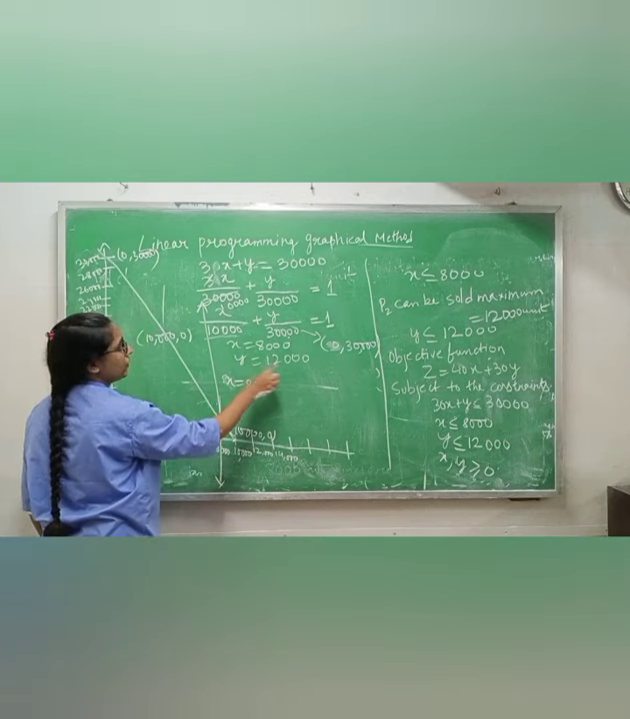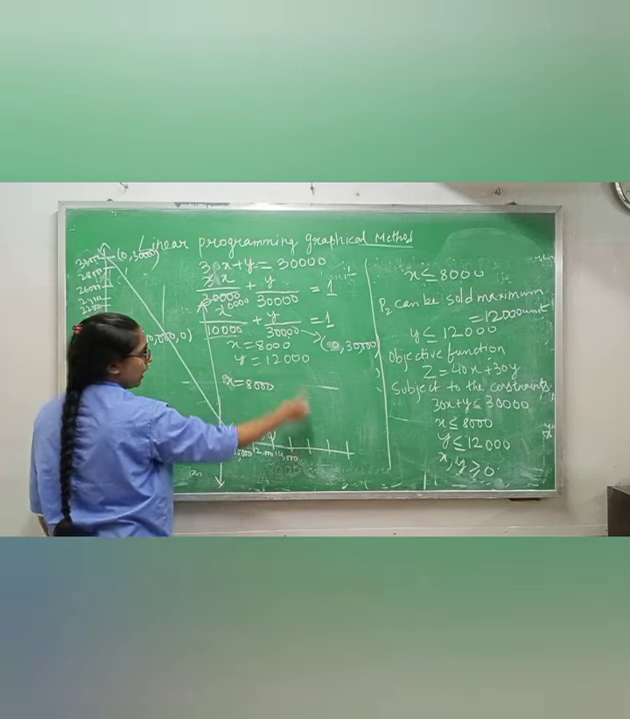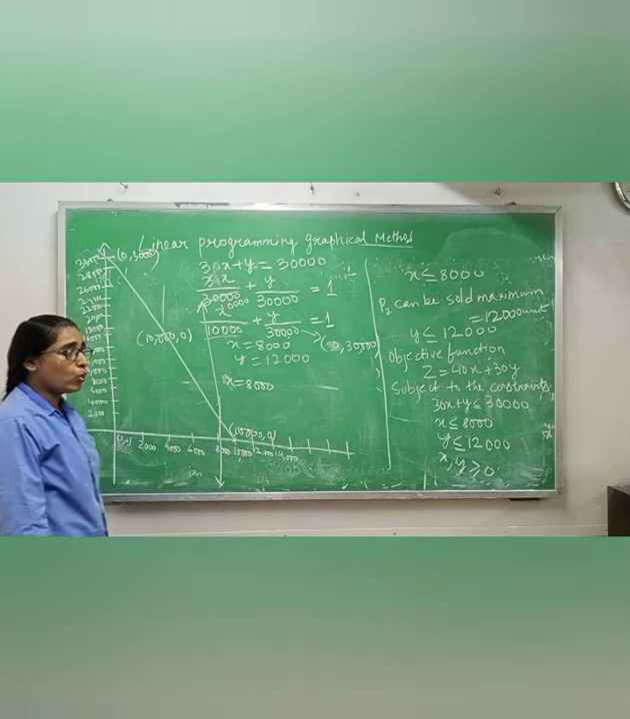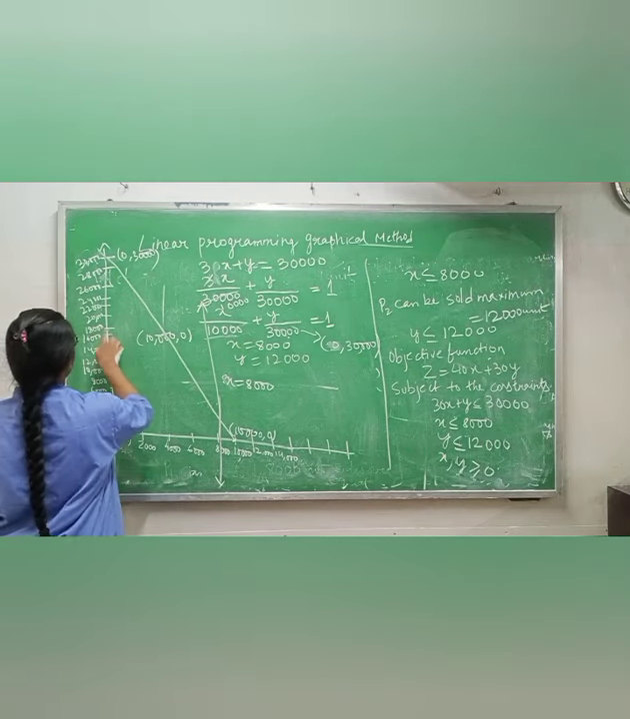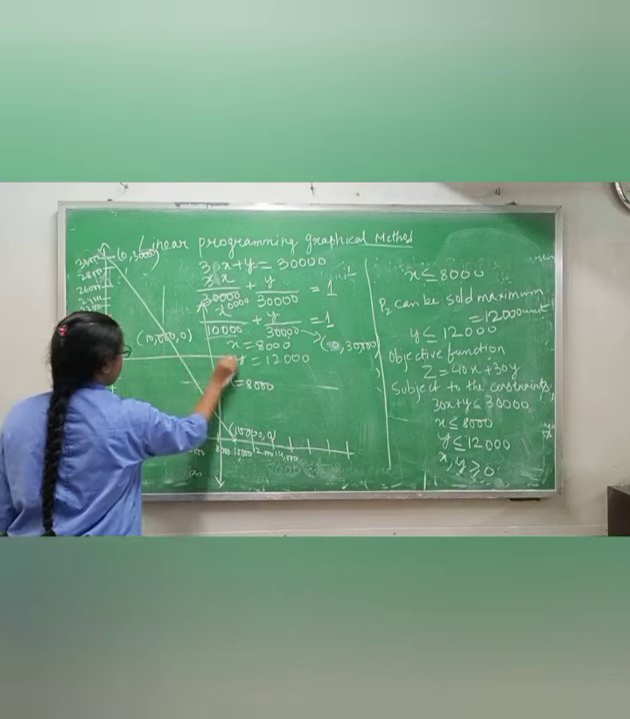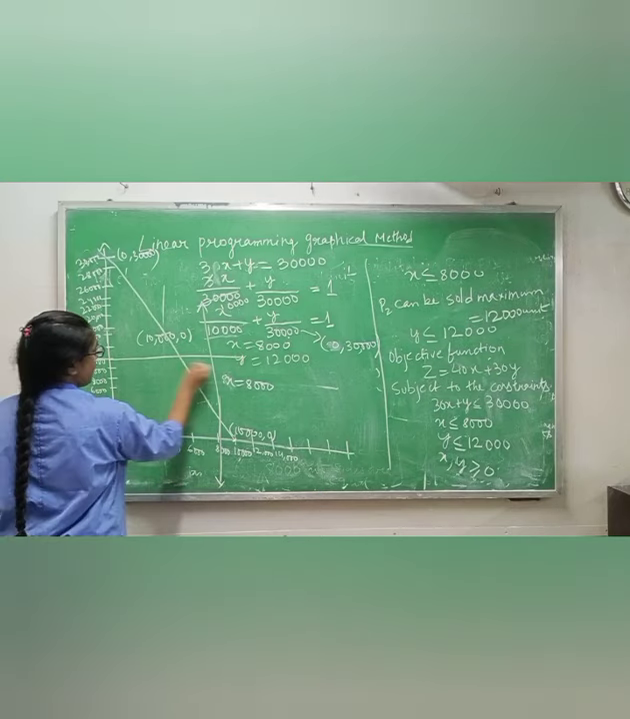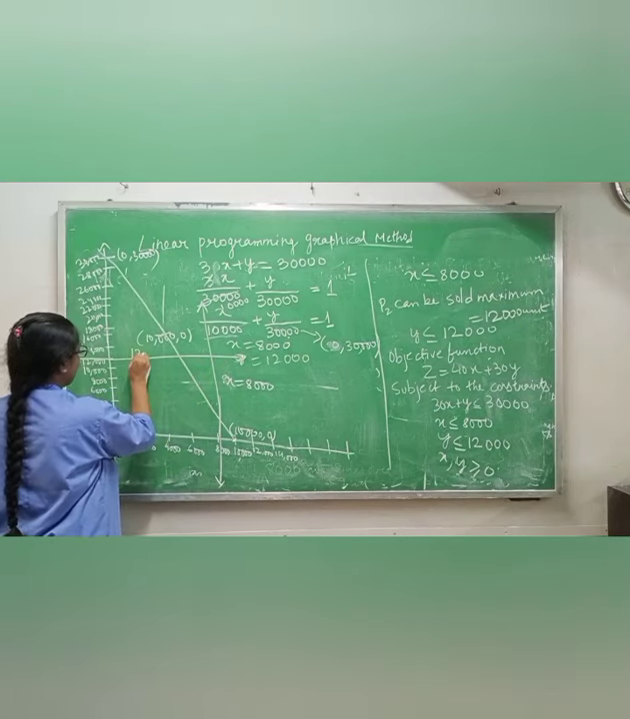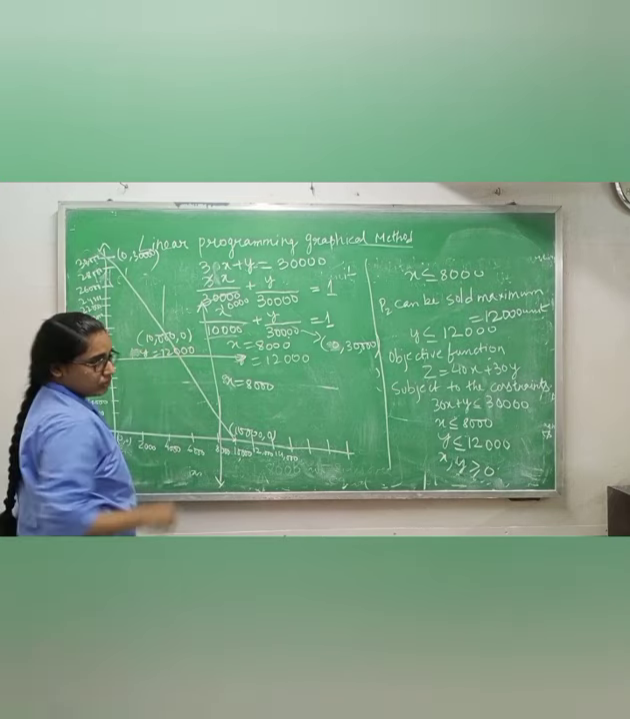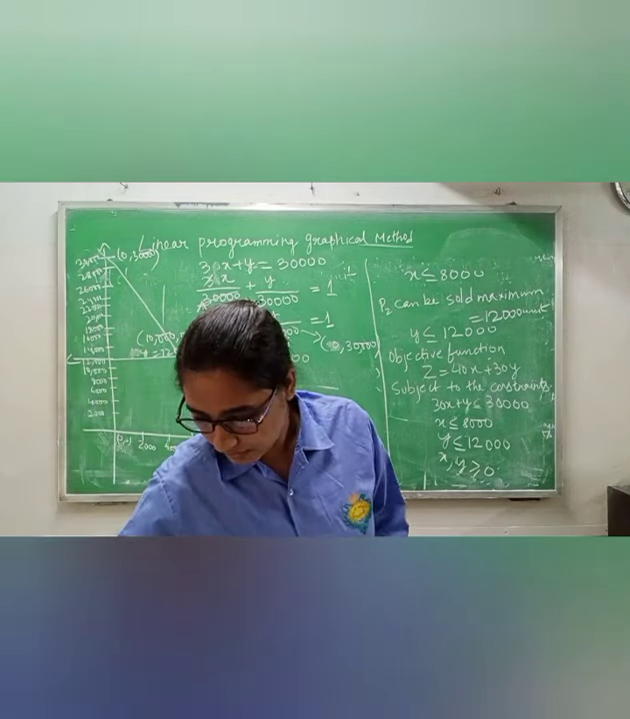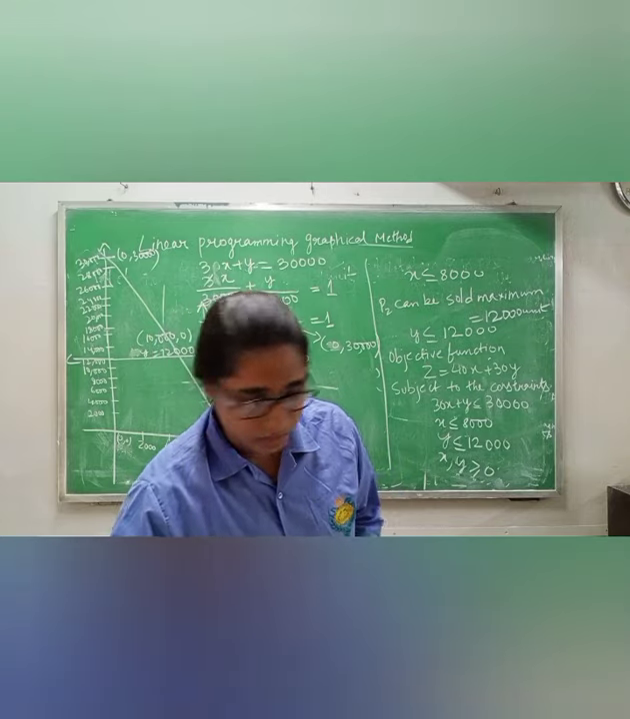And the same thing happens with y. If y equals 12,000 is given when there is no x, it means it will be parallel to the x axis. Where is 12? 12 is here. Okay, please make it clearly. So y equals 12,000. Understood this one? Now I am rubbing some portion.